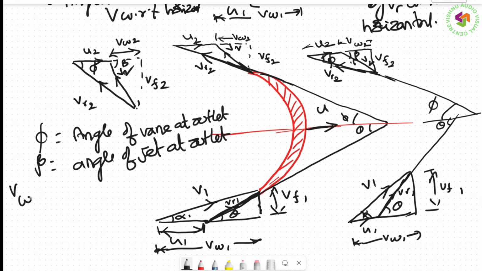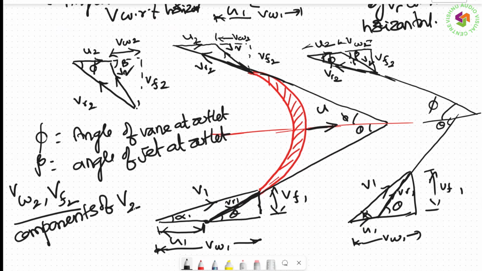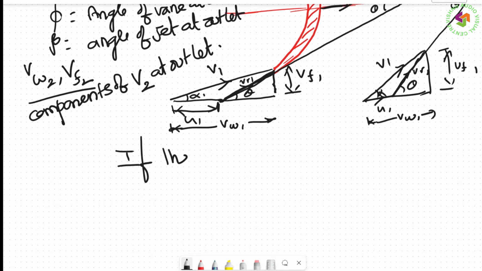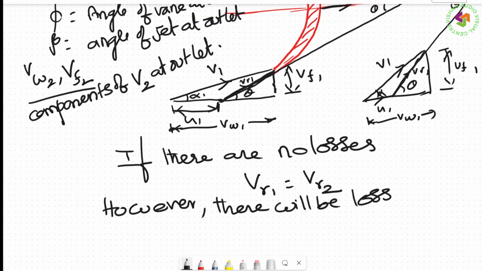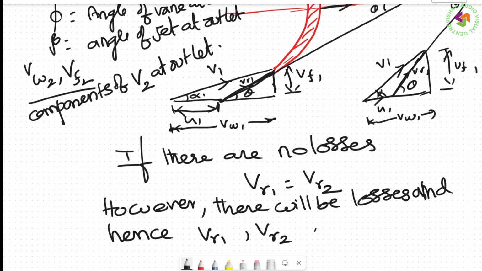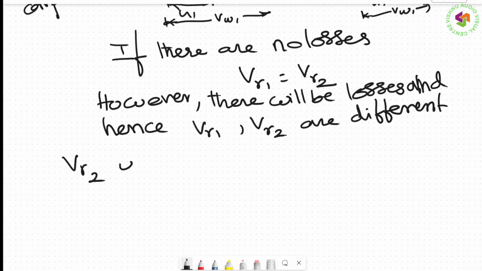Right? Again, VW2, VF2 are components of V2 at outlet. Remember, if there are no losses, VR1 is equal to VR2. However, there will be losses. Hence, VR1, VR2 are different. VR2 is less than VR1.